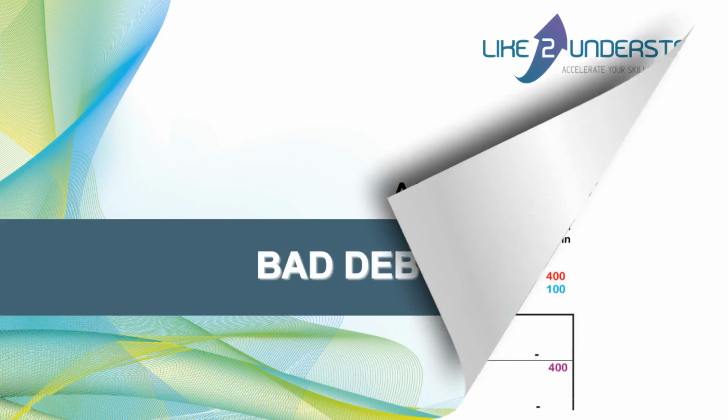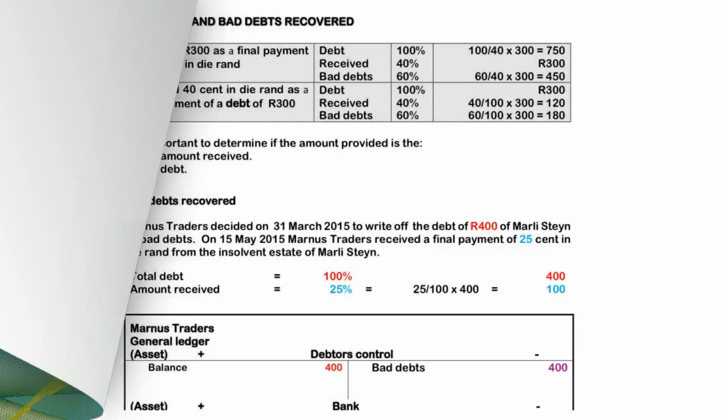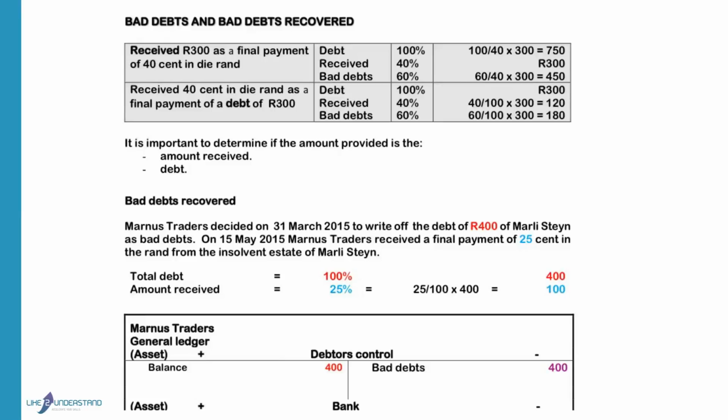Good morning. We will pay attention to bad debts and bad debts recovered today. Received R300 as a final payment of 40 cents in the rand. The total debt is 100%. 40% of the debt is received and 60% of the debt will be written off. The amount given is the amount received, so that 40% equals R300.